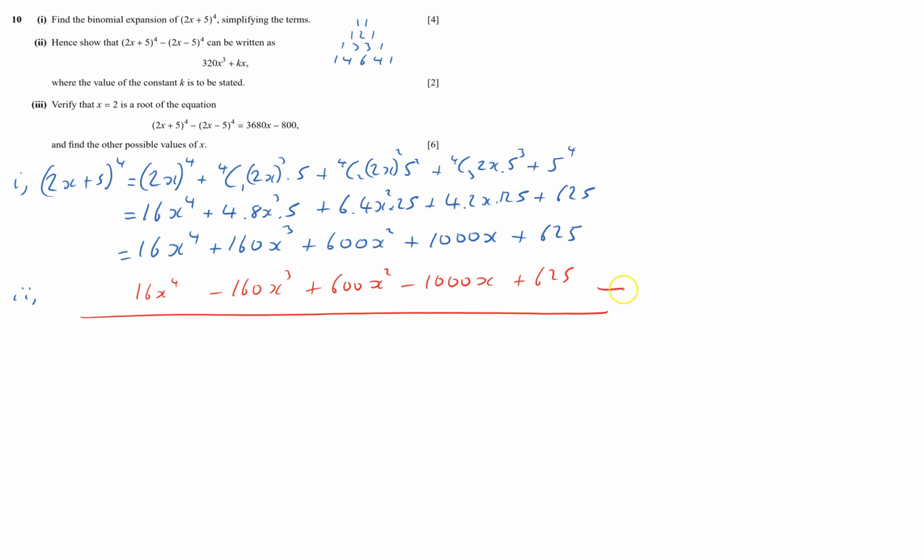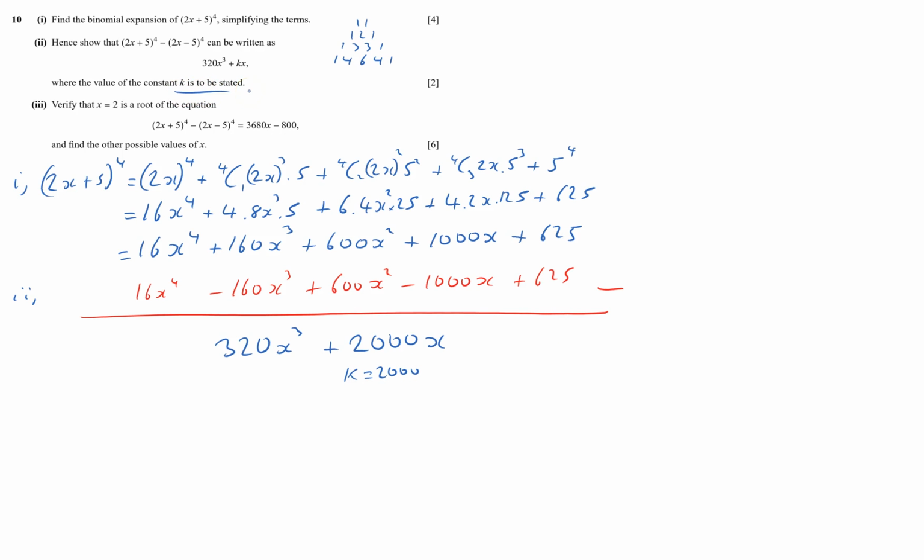And so now when I subtract those, I will get nothing in the beginning. 160 minus minus makes 320x cubed. The x squareds disappear. 1000 minus minus will make plus 2000x, and that leaves me nothing at the end. So that's what I'll get for k. k equals 2000. I need to state it.